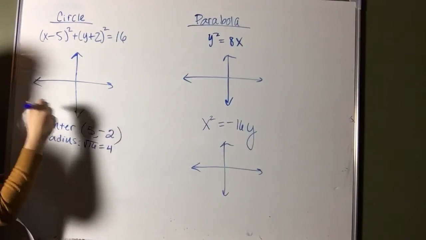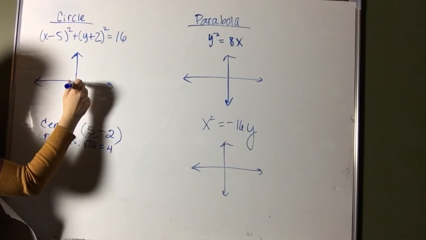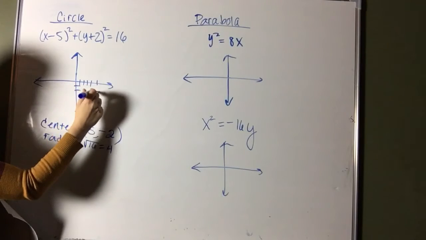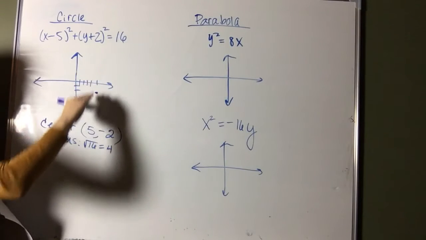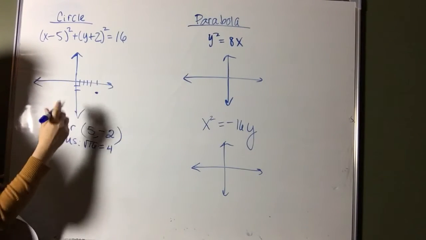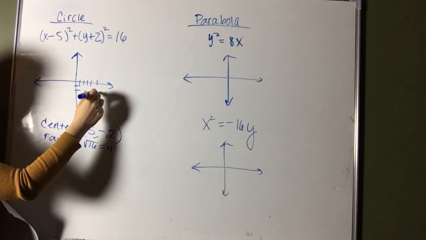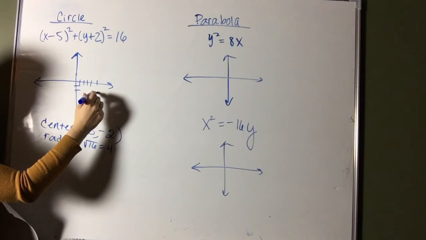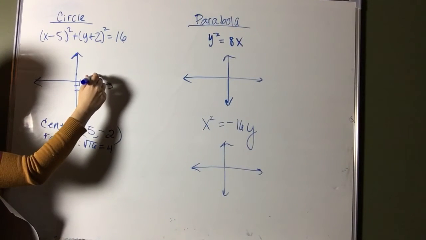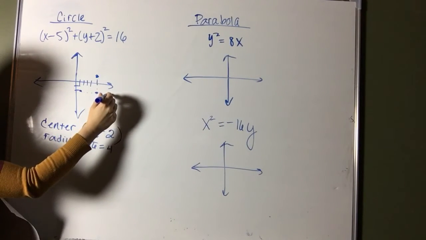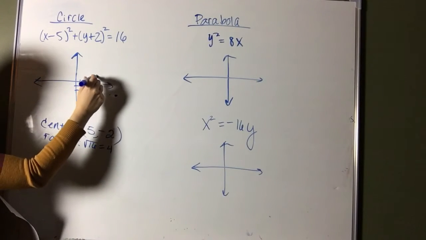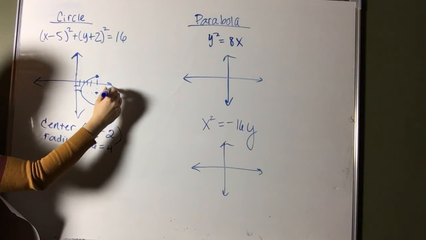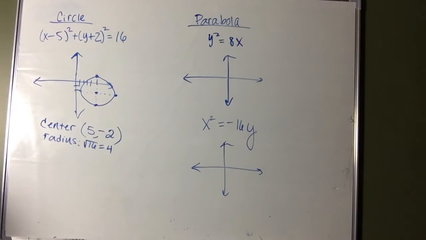So you plot your center if you want to make a graph. 1, 2, 3, 4, 5, down 2. There's your center. And then use your radius to count away from your center in all directions: left, right, up, and down. So I'm going to count 4 units. 1, 2, 3, 4, in each direction. And then make a circle.